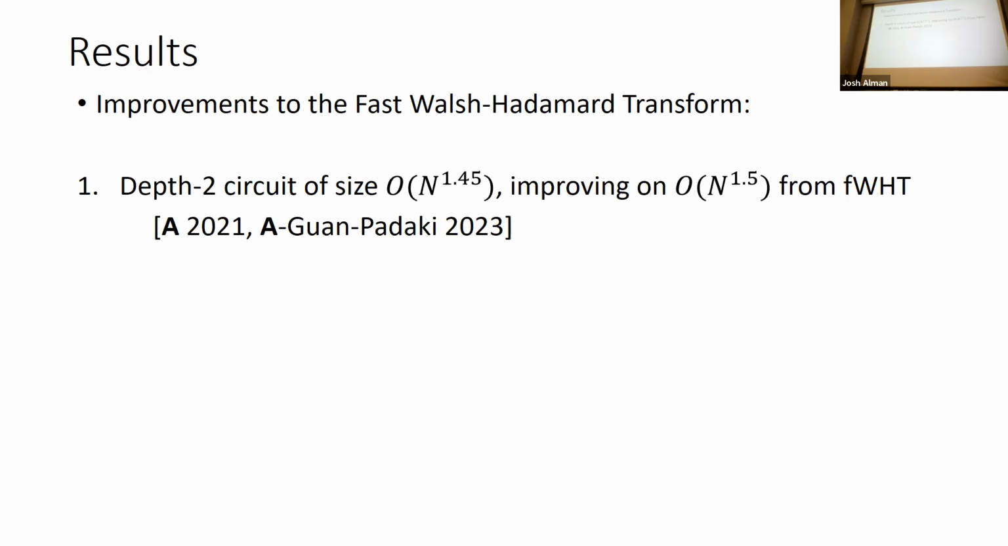Okay, so here's the first result. I'm going to show you how to get a depth 2 circuit of size n to the 1.45. So the fast Walsh-Hadamard transform gives size n to the 1.5, and I'm going to improve it to n to the 1.45. And this is based on joint work with Guan and Padaki that was in SODA earlier this year.